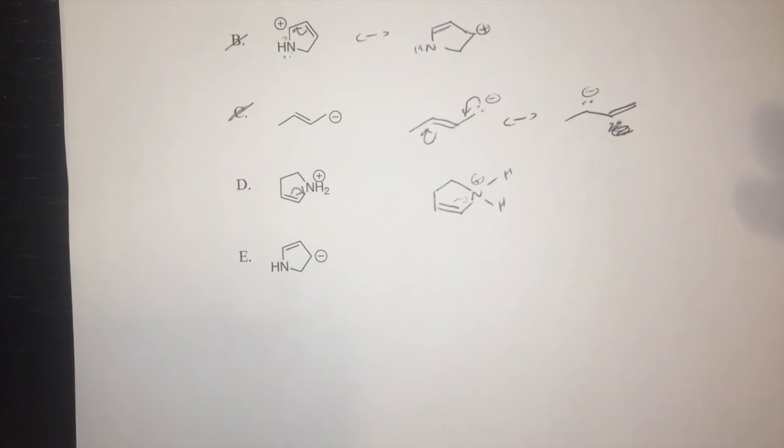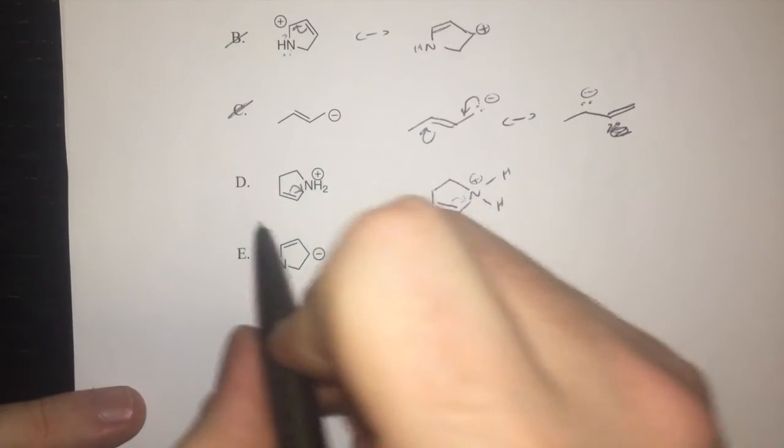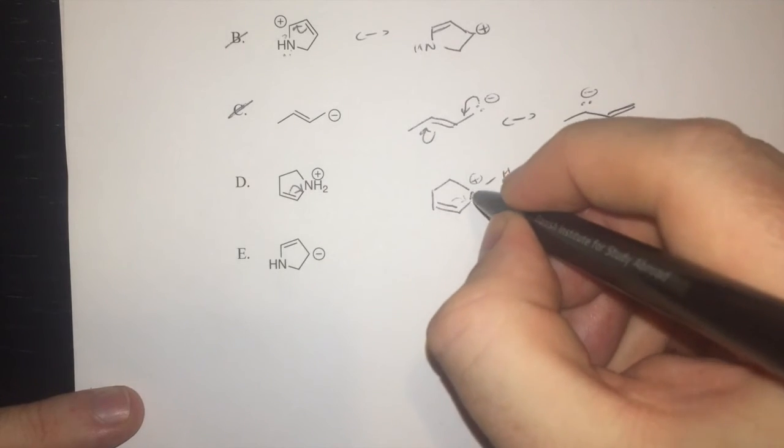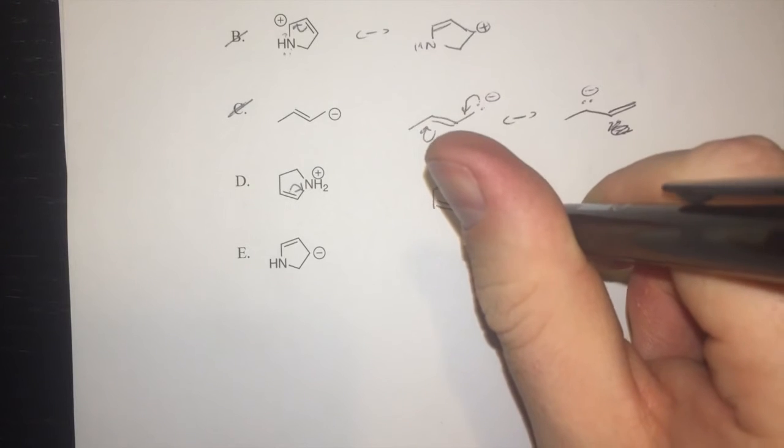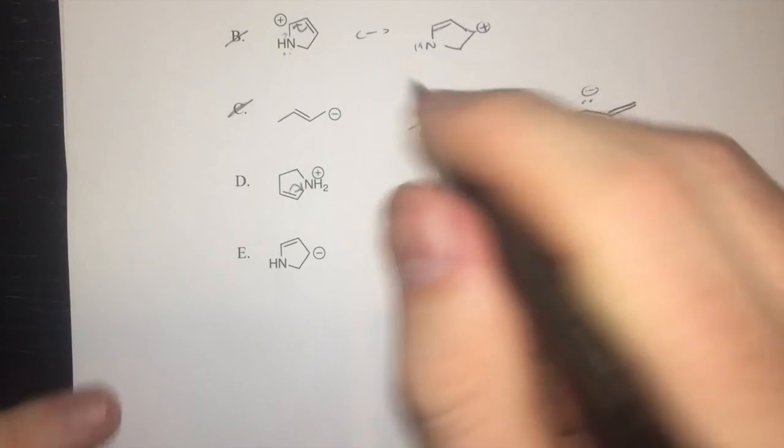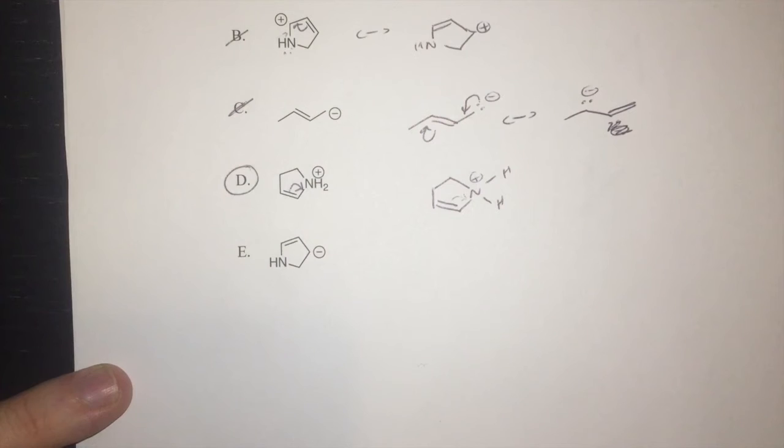And so therefore, that's it. There's nothing we can do. So the charge will be stuck on that nitrogen only. So this ion is not stabilized by resonance or by electron delocalization. So therefore, D looks like it's going to be my final answer.